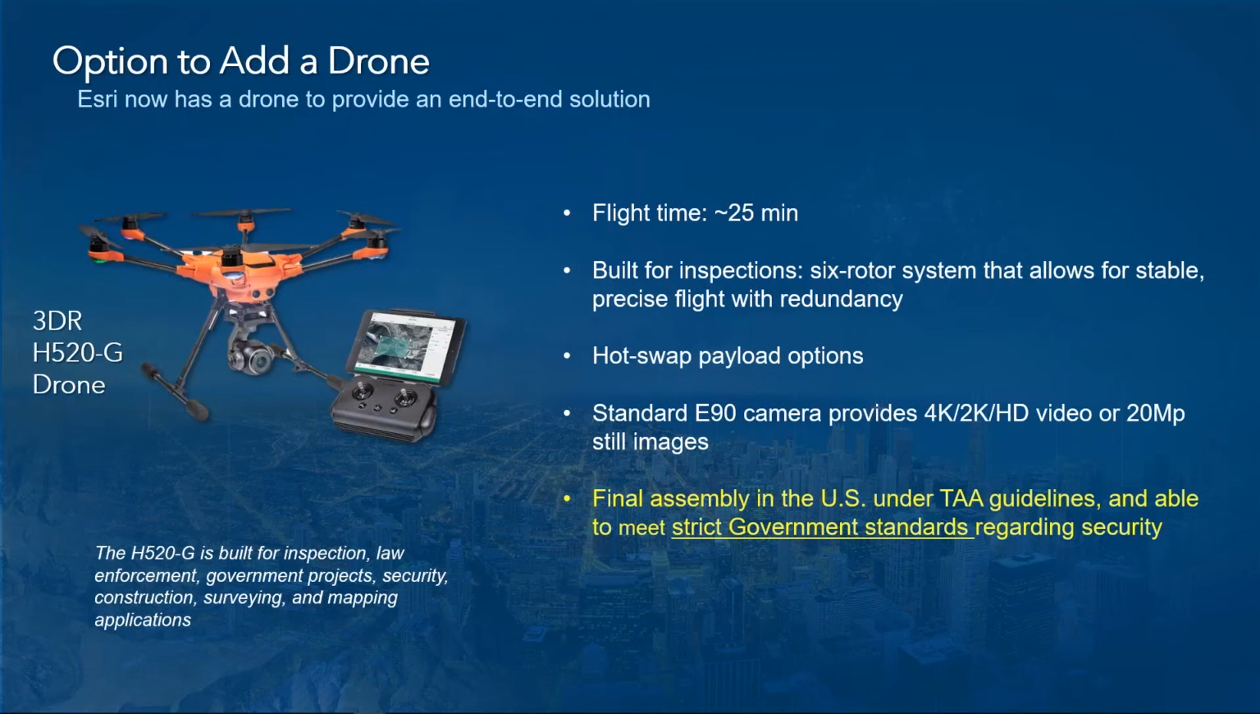However, now when you're purchasing these drone bundles and packages, you do have the option to add a drone as well. So as we've partnered with 3DR, we're able to provide their H520G drone. The specs are really good on it. It allows for stable, precise flight with its 6-rotor system, and has a very powerful camera that provides good video or still images.